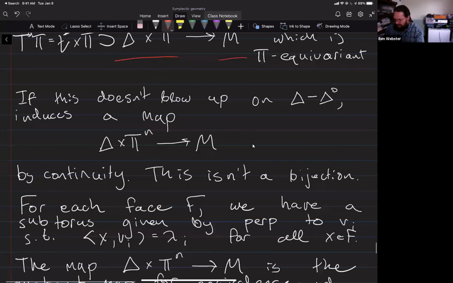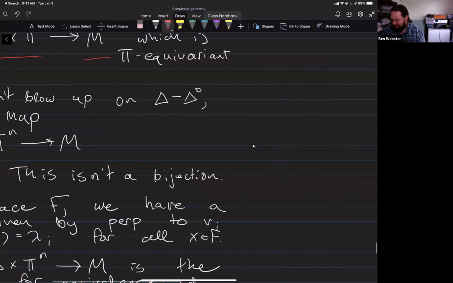Now, that is not going to be a bijection. The reason is, if I'm on one of the faces, I definitely will not get a free orbit above me. As we discussed before, if you're on a face, then in directions that are transverse to the face, you can't be getting non-zero derivatives. The tangent space to the face you're on is actually the image of the derivative of the moment map.